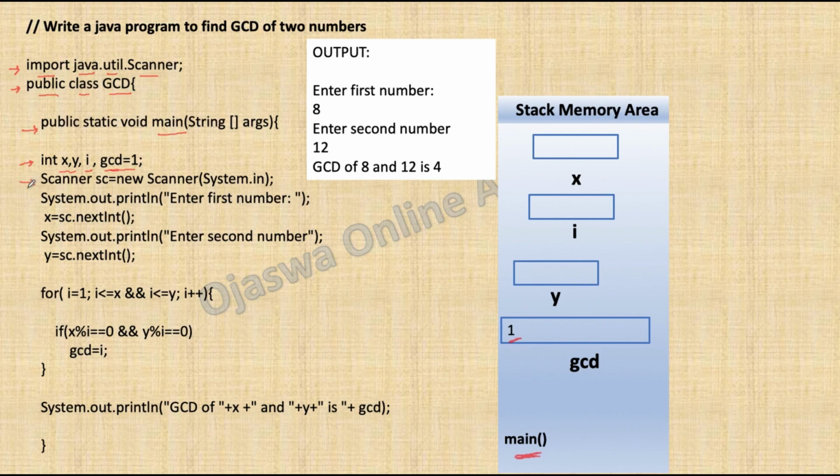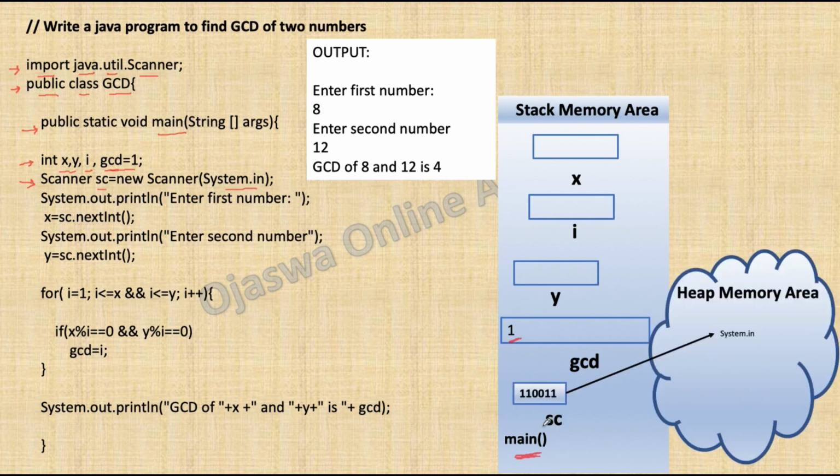Next statement is we are creating object of type Scanner. Scanner sc equal to new Scanner and it takes argument System.in. As soon as this statement is executed, memory allocation happens. Reference variable sc is reserved space on the stack memory area and actual object is created on the heap and the address of object is stored inside reference variable sc. So now the reference variable sc is pointing towards the object that is present on the heap memory area.